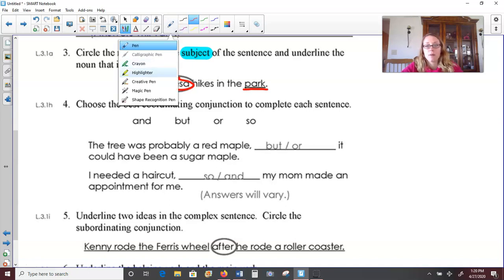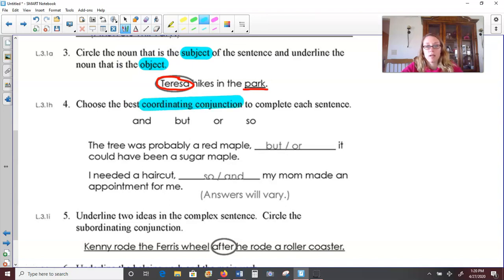On number 4, we need to choose the correct coordinating conjunction to complete each sentence. The tree was probably a red maple, but it could have been a sugar maple. That conjunction would work, or would also work. The tree was probably a red maple, or it could have been a sugar maple. So either of those conjunctions would work in that sentence. For the second one, I needed a haircut, so my mom made an appointment for me. We could also use and. I needed a haircut, and my mom made an appointment for me. Either of those would work.